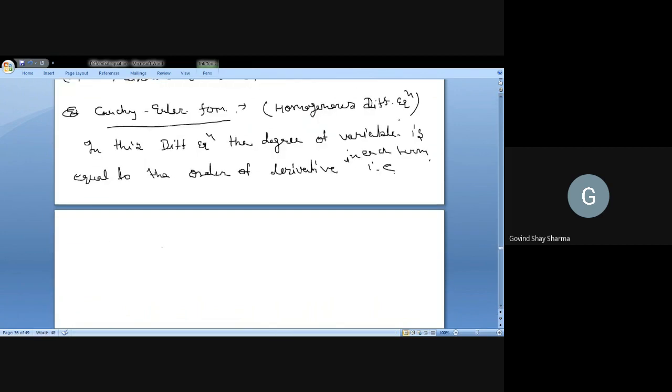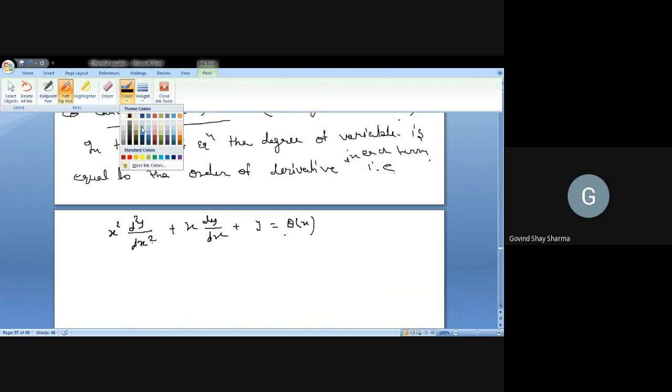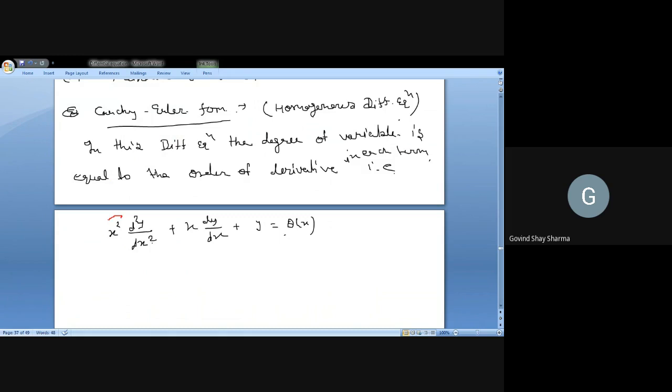For example, x square d2y/dx2 plus x dy/dx plus y. Now here you see the variable power is 2, and the order of derivative is 2. In the next term the order of derivative is 1 and the degree of x is 1. So in each term the order of derivative is equal to the degree of x.